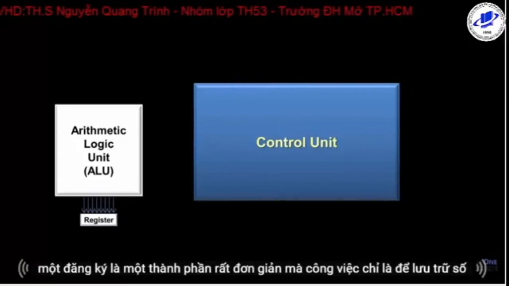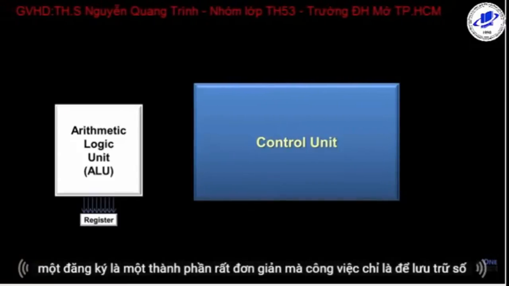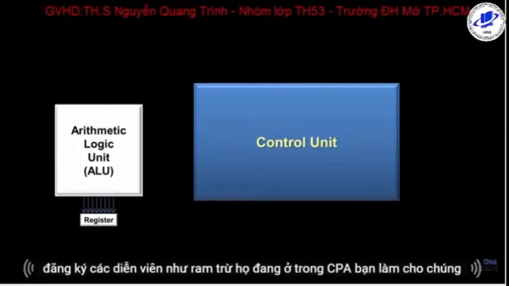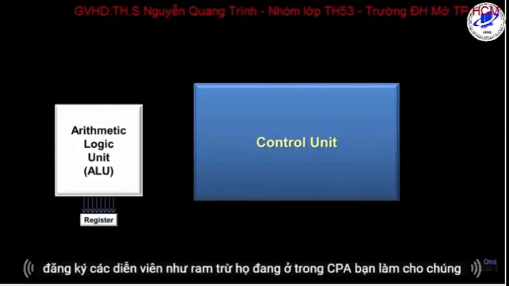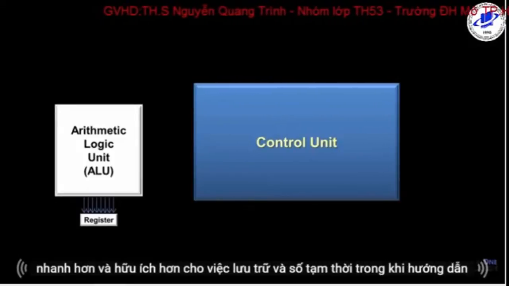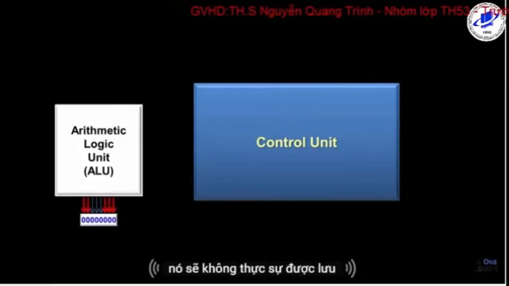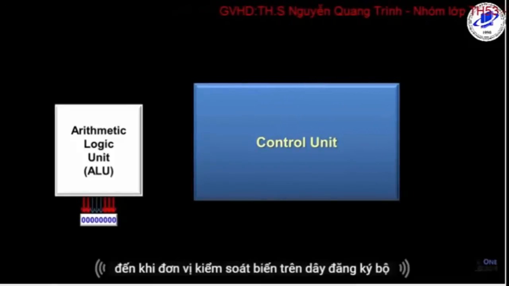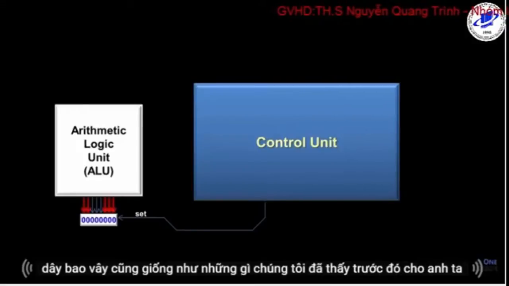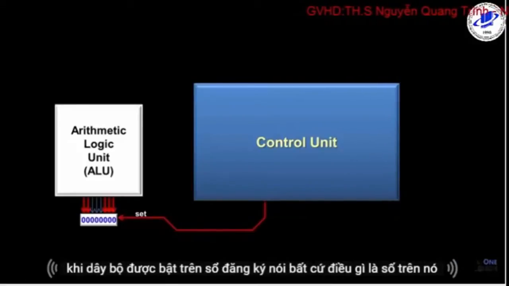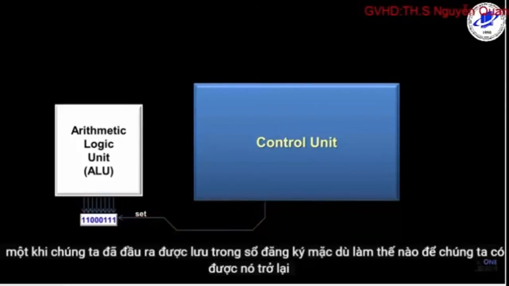A register is a very simple component whose only job is to store a number temporarily. Registers act just like RAM, except they are inside the CPU, making them faster and more useful for storing a number temporarily while an instruction is being processed. When the ALU sends the output to the register, it won't actually be saved until the control unit turns on the register's set wire. The set wire is just like the one we saw earlier for RAM. When the set wire is turned on, the register saves whatever number is on its input wires.